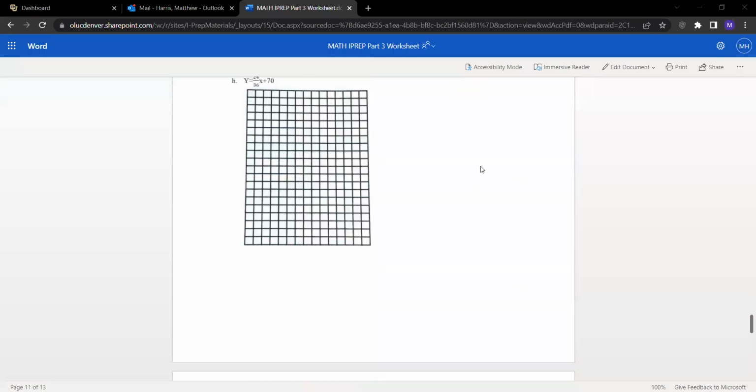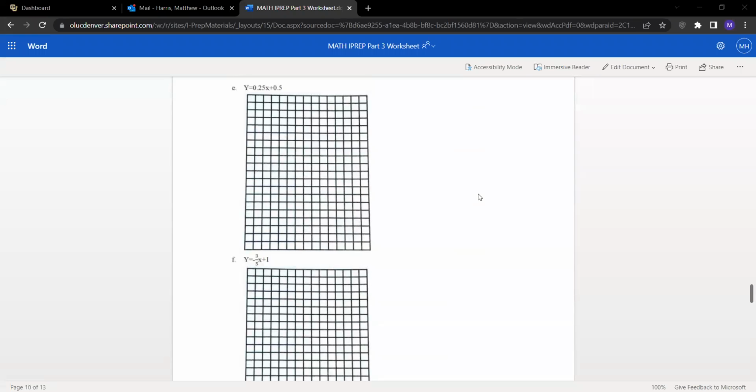All right, so let's move on. If you want to do some more, here's an example you can do. Here are some equations you can work with.